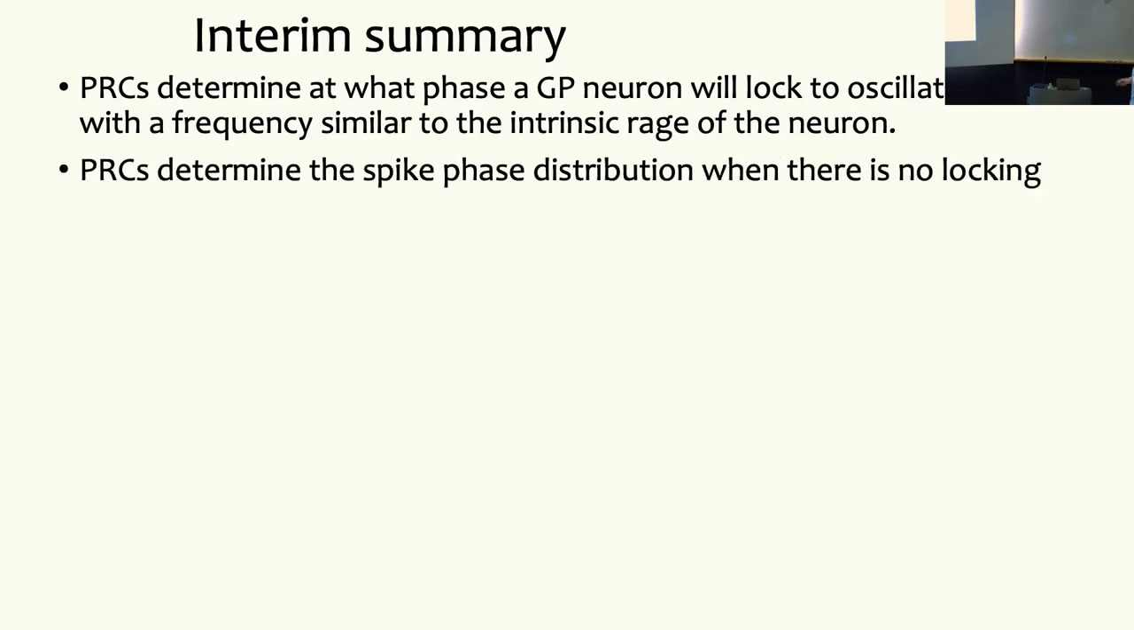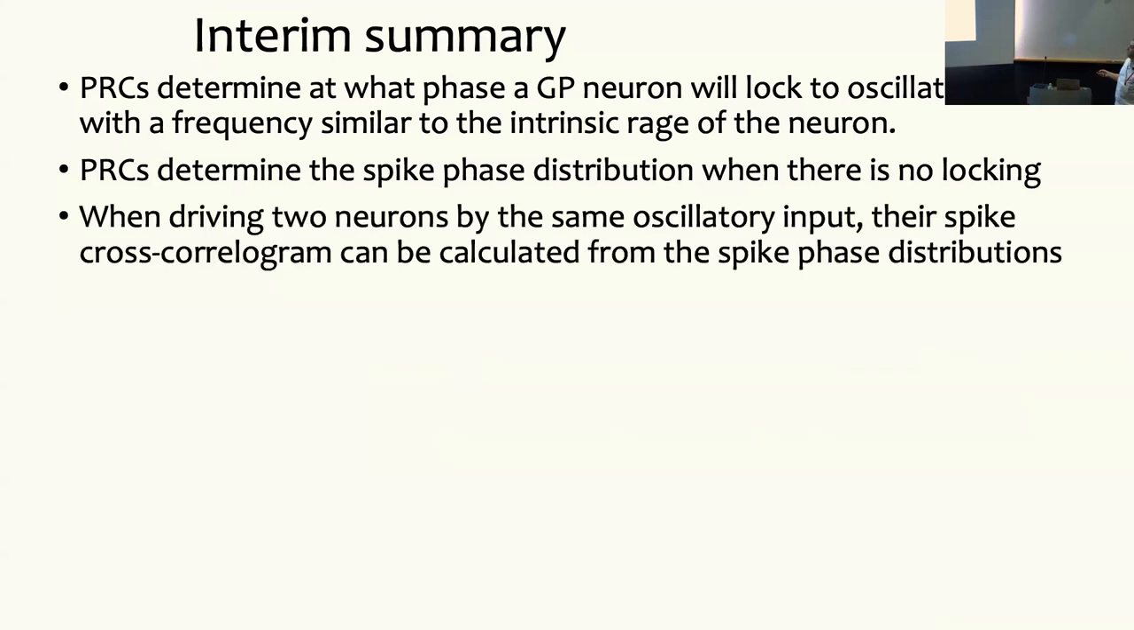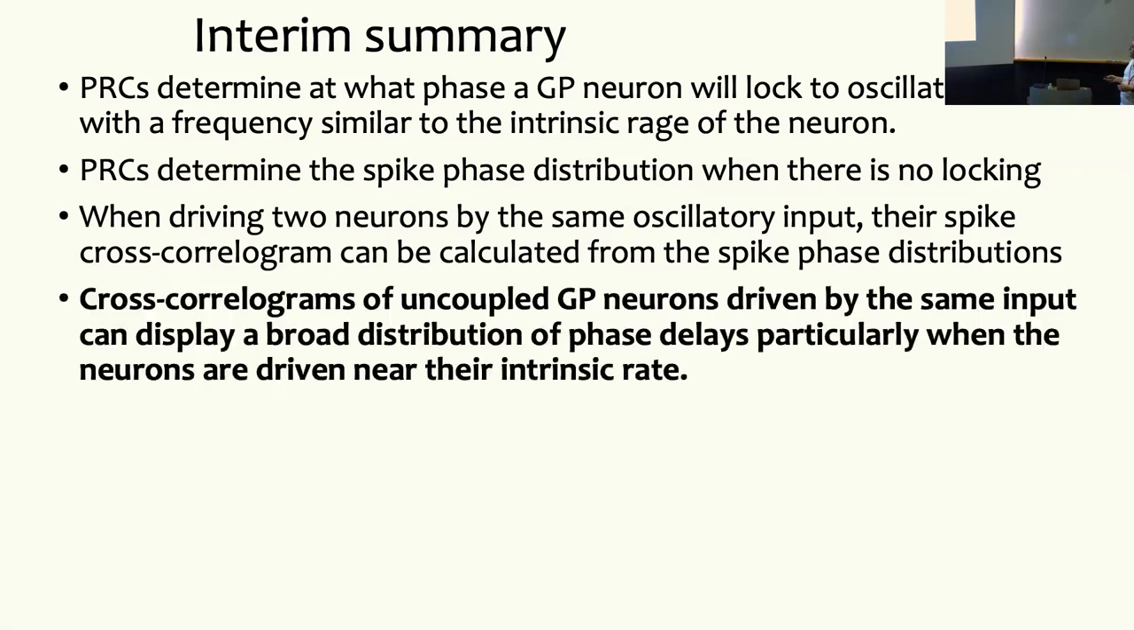Okay, so this is the main part of the talk. Phase response curves determine at what phase the GP neuron will lock to oscillatory drive with a frequency similar to the intrinsic range of the neuron. That was the first part of what I talked about. The phase response curves determine the spike phase distribution when there's no locking. We can extract that. When driving two neurons with the same oscillatory input, the spike cross correlogram can be calculated from the spike phase distributions, right? That convolution. So we can go calculate the phase response curve once we know the distribution.